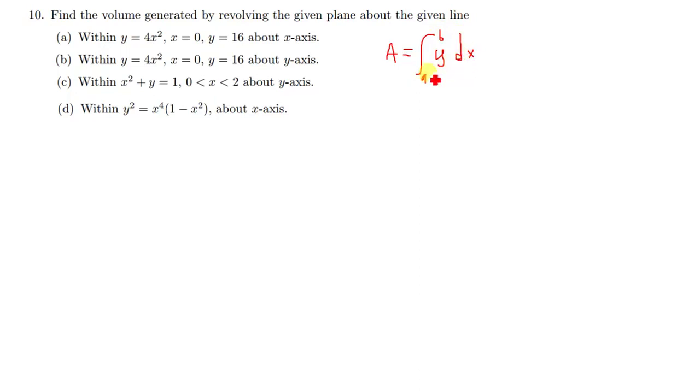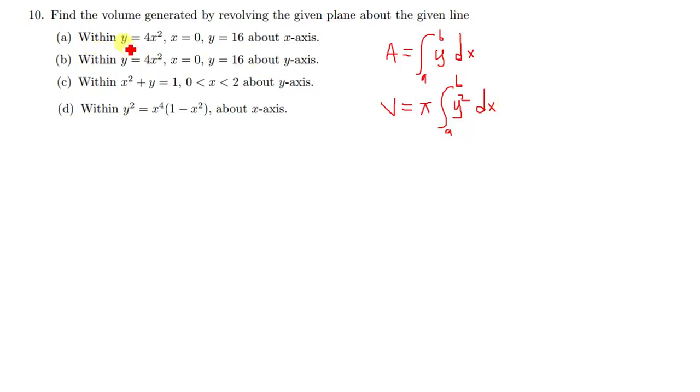This was the area, but for the volume this time around we're going to be including pi outside. You have to multiply everything that you integrate with pi, and this y has to be squared. So this is the volume. Having known the formula for the volume, we can now start answering the questions.